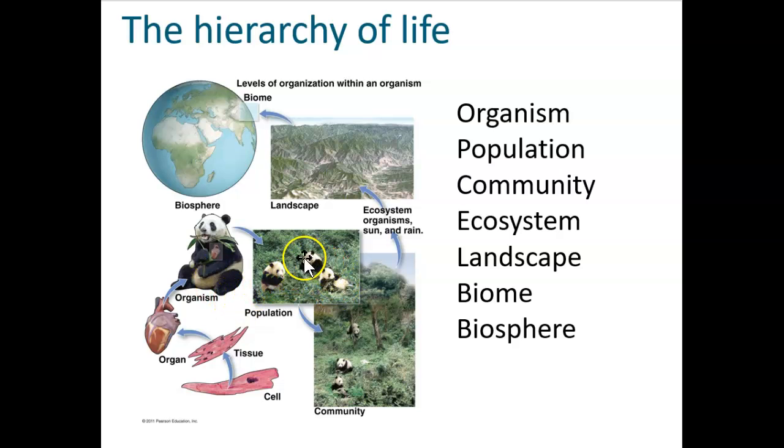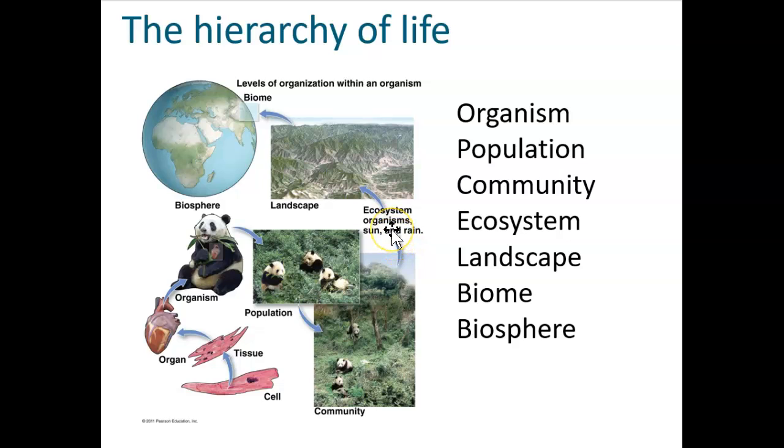If you have a bunch of organisms together, they make up a population. If you have a bunch of populations together, they make up a community. Other things of this species are the population. Other things in this area, including other plants and animals that are not panda bears, would make up the community. That would be a small area of a community.